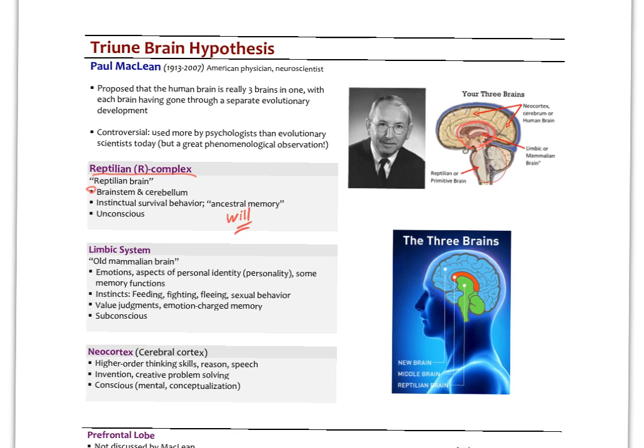So a lot of our instincts, feeding, fighting, fleeing, and sexual behavior, are all parts of the limbic system, where we make value judgments, quick likes, dislikes, sympathy, antipathy, emotionally charged memory. This is more of a subconscious region of the brain. We all live in emotions, but they're not quite as clear as a thought about a mathematical principle or something like that. So in a way, we say they exist at the subconscious level. So that's the limbic system, and he called this the old mammalian brain because the first animals we see with this part of the brain are the mammals.